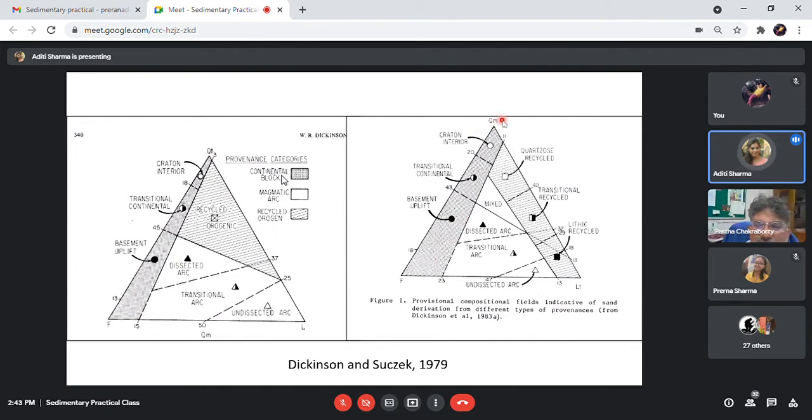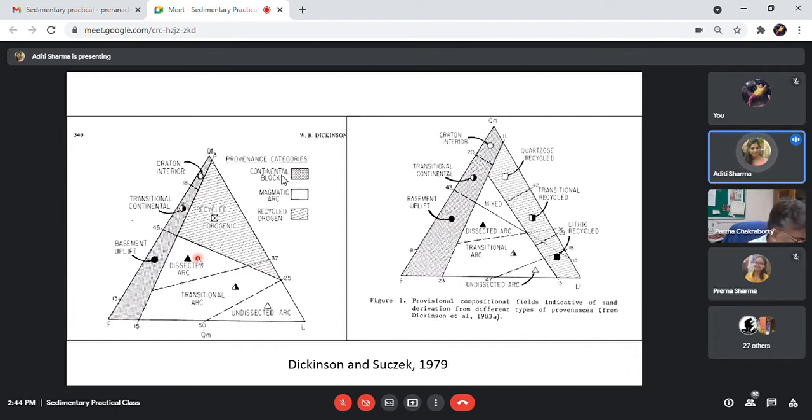If we consider the QMFL diagram, QM will be your monocrystalline quartz, and other polycrystalline quartz or chert, if it is of a significantly larger class size, having larger mineral grains, then we will consider it in the lithic grains. So that will be in the lithic fragment category. So we'll see how we use this triangular coordinate plot.